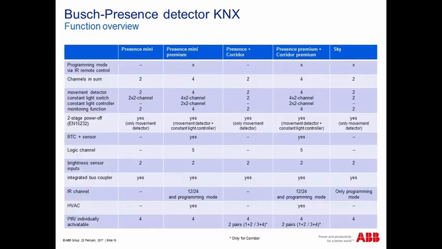Function overview, the most I have mentioned. The most important is, yes, the corridor is new, but if you are used to handling our typical or well-known presence detector, you need nothing new to learn. The only difference is here: you have not 4 sectors, you have 2 pairs. That means 2 sectors in combination, if you want. This is the only difference, and of course the range, detection range and shape.